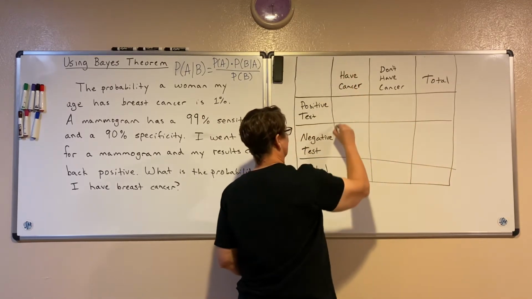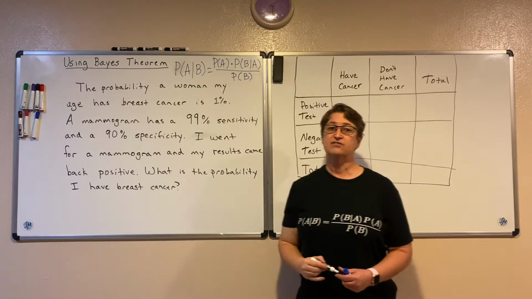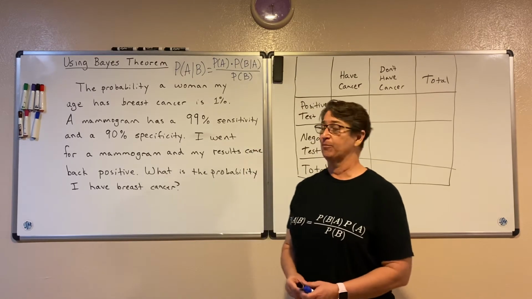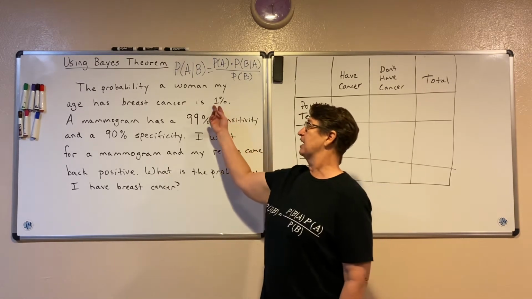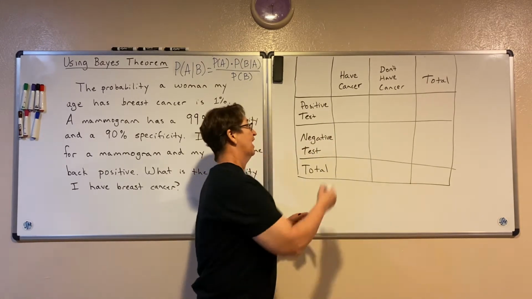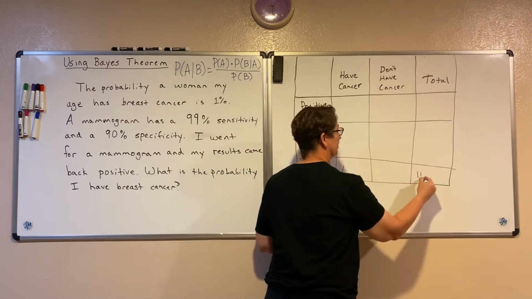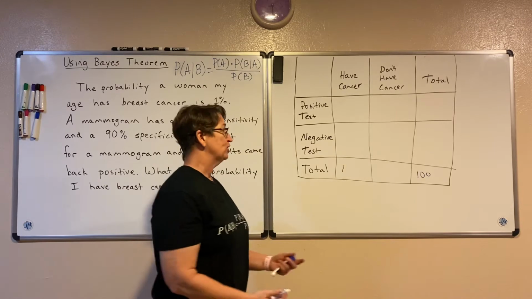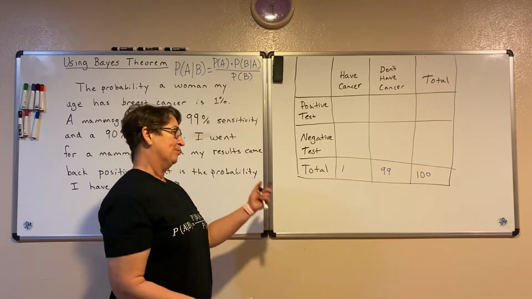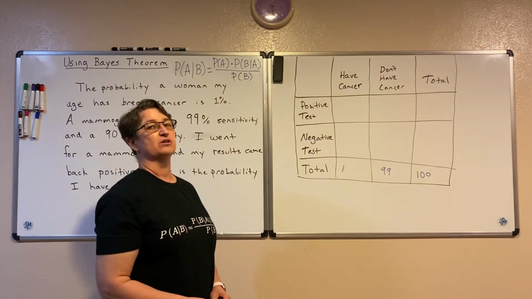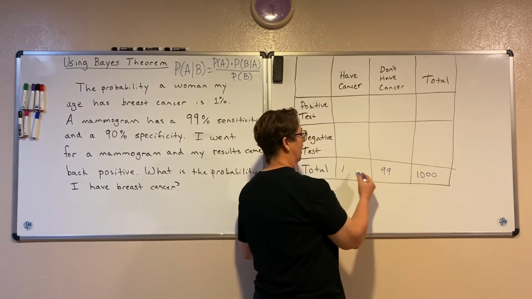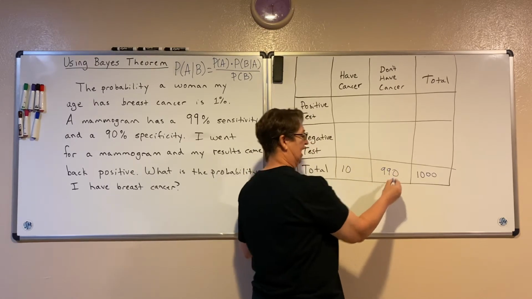The first thing we need to look at anytime we're filling out these two-way tables is our total. We want to know the total amount in my population. Well, my prevalence says that it happens in 1 out of 100, or 1% of the time. So 1 out of 100 women have breast cancer, which means that 99 out of those 100 don't. But I want to make my population larger to make my numbers easier to work with. If I make it out of 1,000, then 10 women would have cancer and 990 would not.